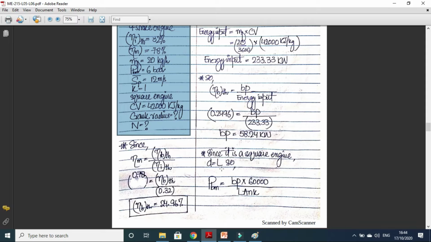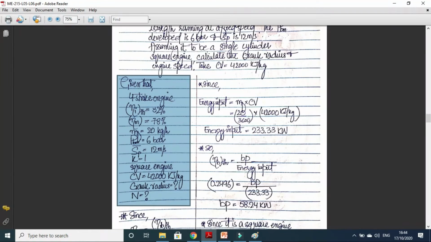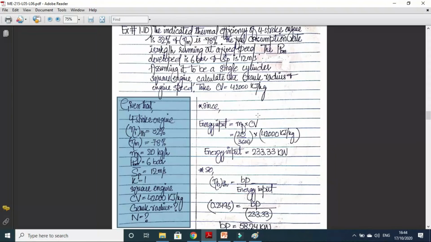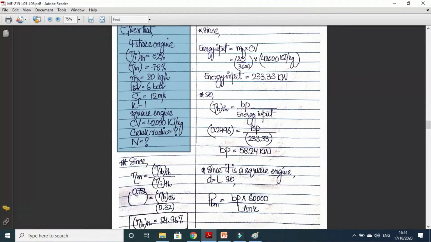So since it is a square engine, we can take D is equal to L. Now we have found the brake power, so we can use, because brake mean effective pressure is given, this formula. So brake mean effective pressure is given, brake power we just determined, L is unknown, A is the area, A will be pi by 4 D square. So we can bring D into L. We can represent D in terms of L because D is equal to L. N is capital N because it is a 4-stroke engine or 2-stroke engine. It's a 4-stroke engine, so n will be equal to N by 2.